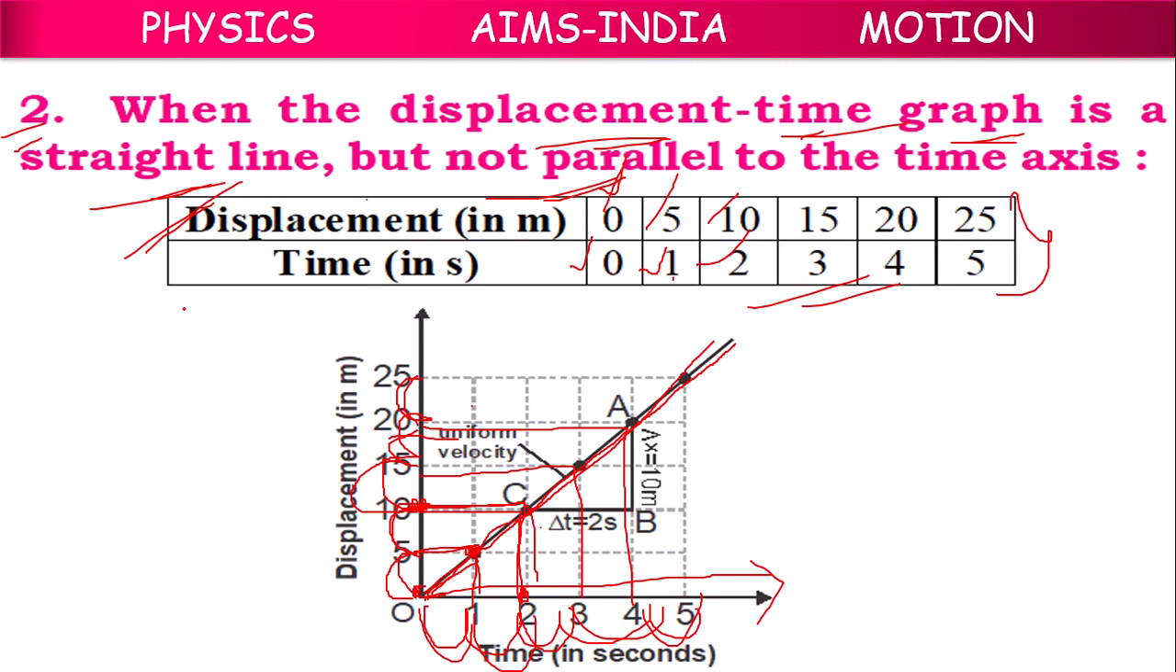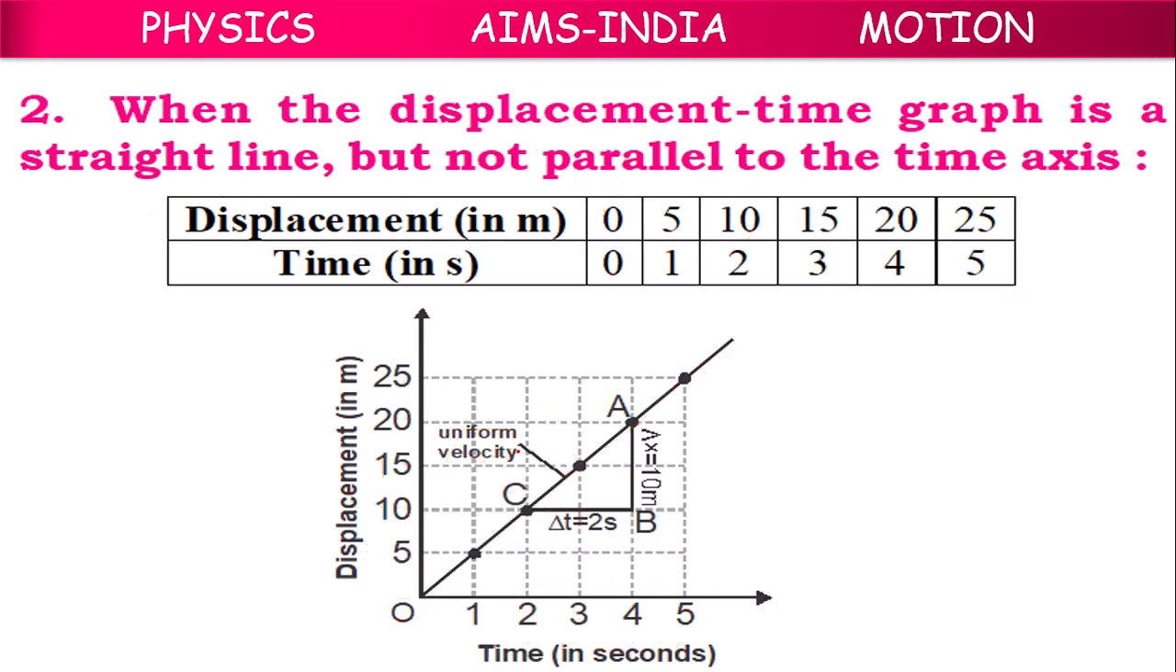Displacement is changing uniformly. In equal intervals of time, equal amount of displacement is changed. So that's why we can tell that the body is traveling with a uniform velocity. If a body covers equal displacements in equal intervals of time, then it is said to be moving with uniform velocity.